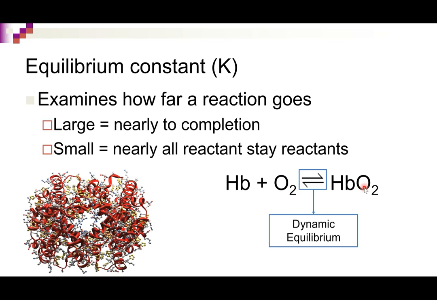If the equilibrium constant K is small, then we stay more on the reactant side. So we mix these two molecules together. Maybe a little bit goes over to the products, but the majority of it stays as just the reactants. So with a small equilibrium constant, nearly all the reactants stay reactants, and just a little bit goes to completion, okay? In the next video, we'll talk about what's big and what's small.